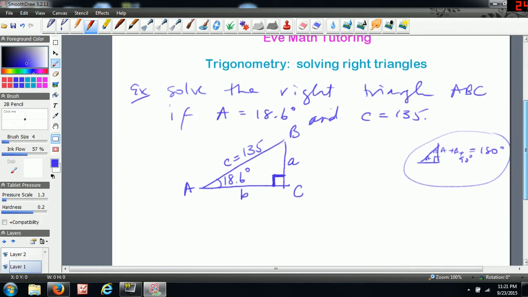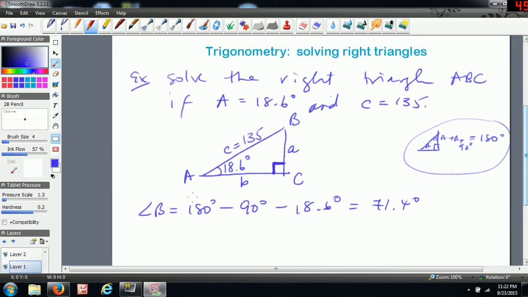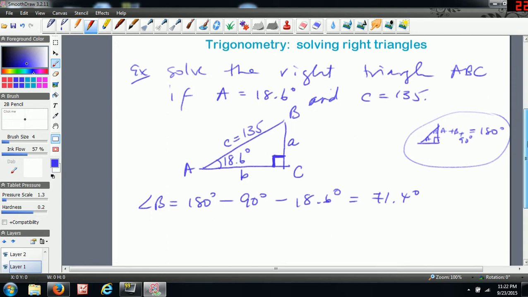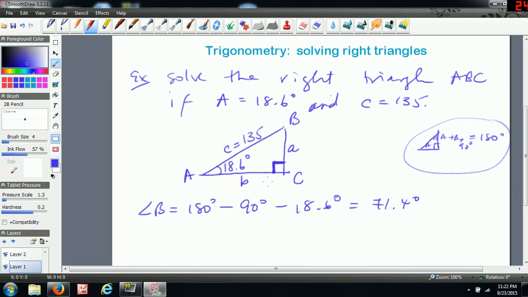If we're given a question like this, the first thing we can do is use this 180 rule to solve the third angle. So angle B is equal to 180 minus 90 degrees minus 18.6 degrees, and that's going to give me 71.4 degrees. And we know the hypotenuse of the triangle, which is the longest side, is equal to 135. Now we have to use trigonometry to find the other sides.